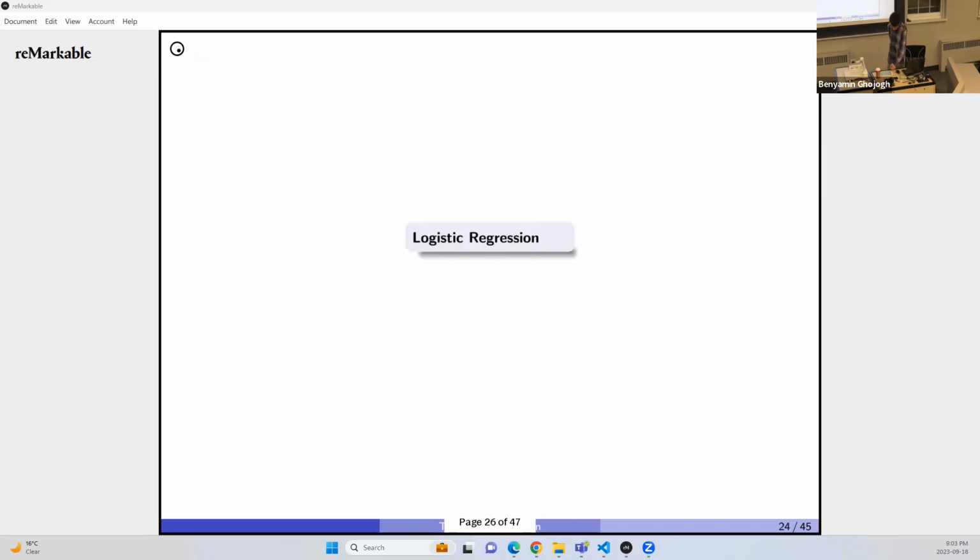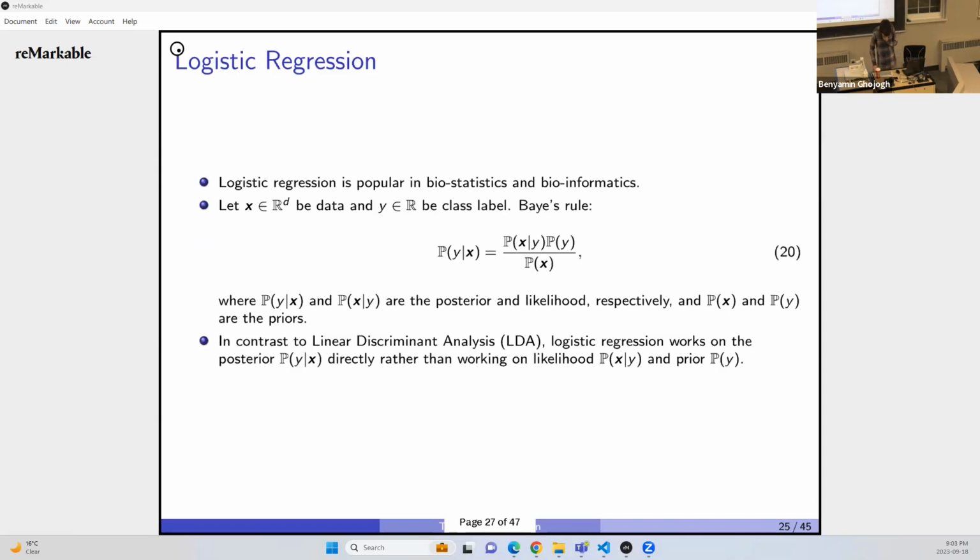Now let's go to logistic regression. You might be wondering, how is logistic regression related to neural networks? I can tell you logistic regression is a neural network with one neuron. Okay. So logistic regression, first off, its name is misleading. It's not for regression. It's a classifier. It's for classification.